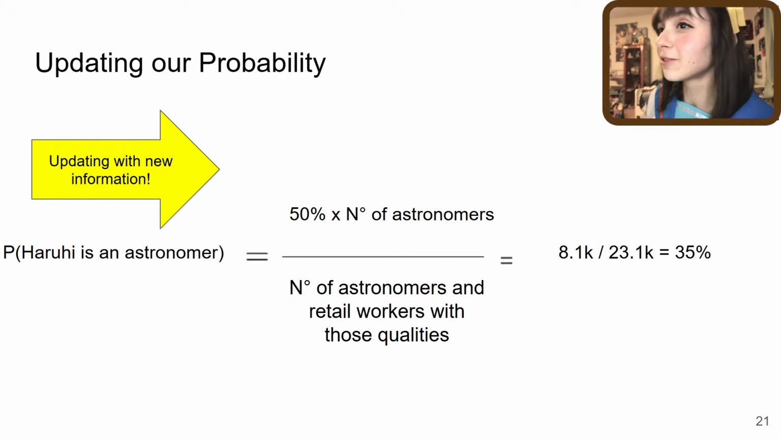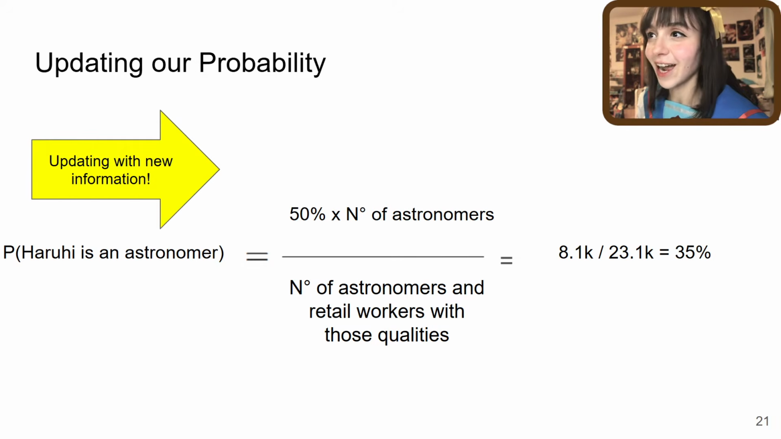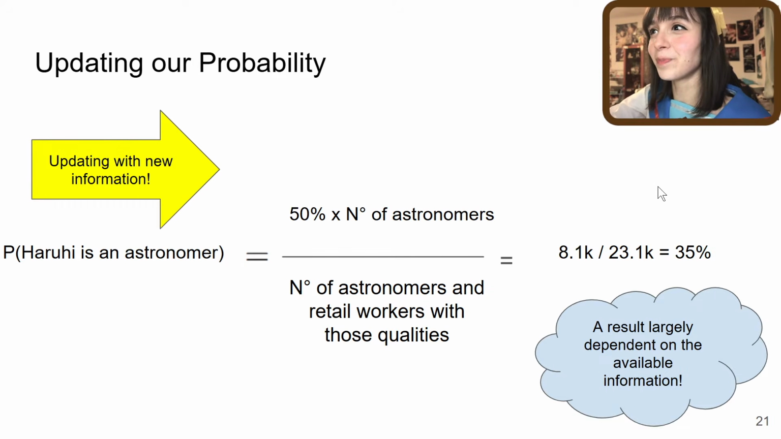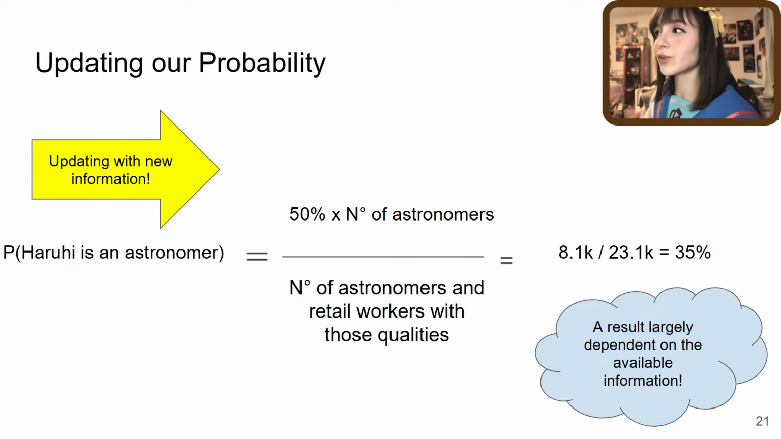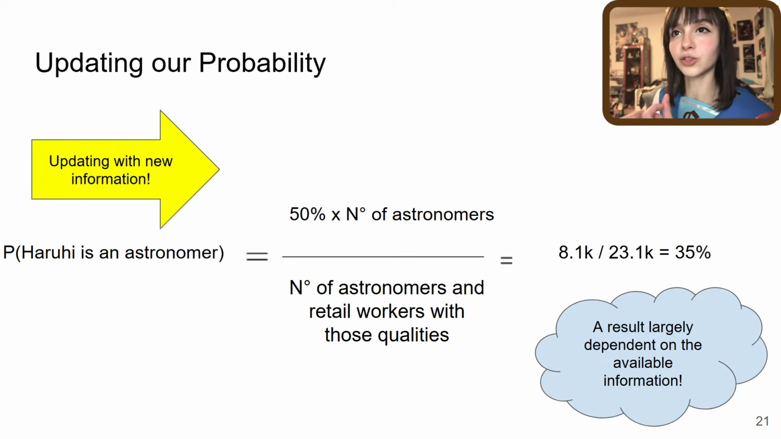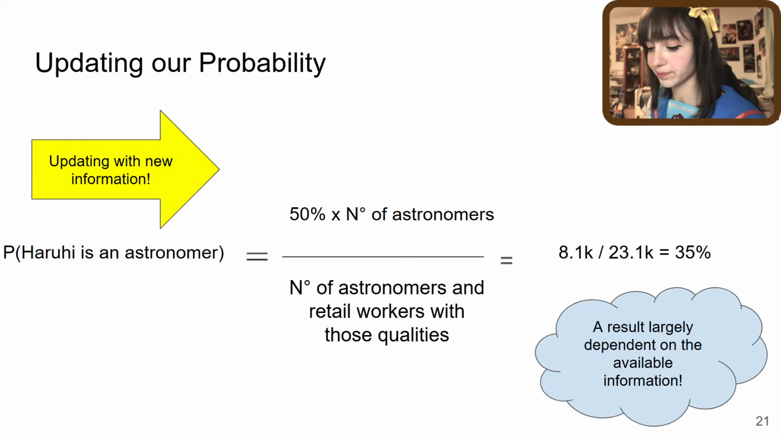And these numbers with the 50 and the 0.5%, I kind of just made up, and it ended up matching, and I thought, okay, I'll just leave it like that. But yeah, so as I just said, if I change these percentages, if I go and ask a bunch of retail workers, do you have these qualities? And then maybe I extract some other value of how many of them share these qualities, this probability is going to change a lot. So it's a result really dependent on the available information that we have.